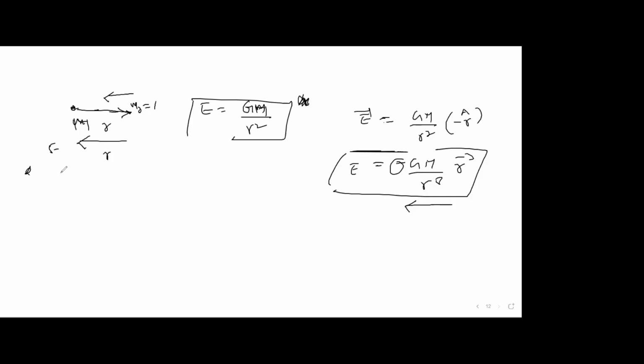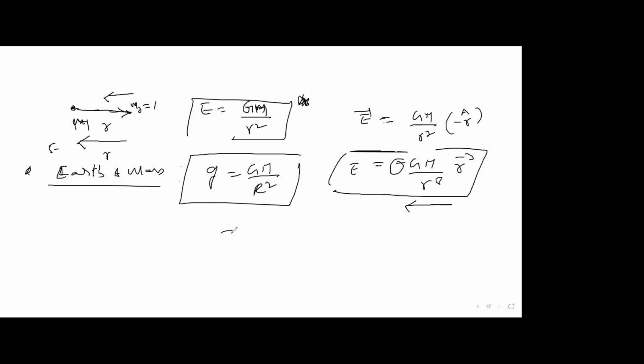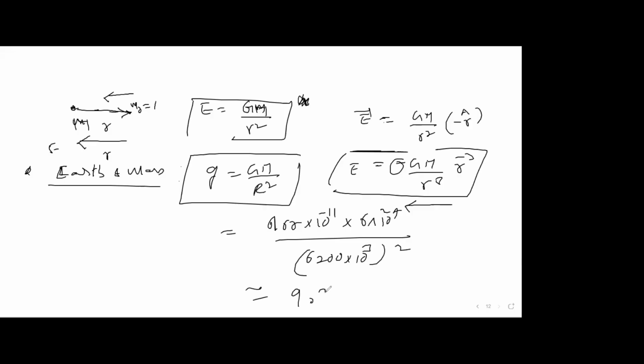For the Earth and mass particle system, this itself is called acceleration due to gravity near the surface of the Earth: g equals Gm by r square. If you take 6.67 into 10 power minus 11, into 6 into 10 power 24, divided by the radius of the Earth, 6400 kilometers, that is 10 power 3 meters, whole square, nearly we get 9.8 meters per second square. So near the surface of the Earth, when heights are very small compared to the radius of the Earth, whatever acceleration is produced in a body because of the gravitational pull of the Earth is known as acceleration due to gravity.